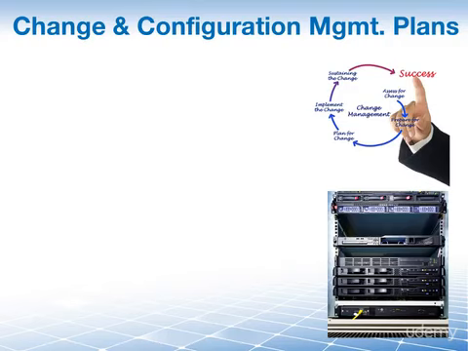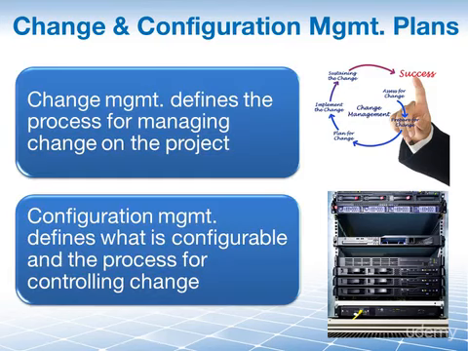The next 2 subsidiary plans within the project management plan are the change and the configuration management plan. The change management plan defines the process for managing changes across all elements and all phases of the project. And the configuration management plan defines those items that are configurable, or the items requiring formal changes, as well as the process for controlling changes to those items. So you can see all 5 of these subsidiary documents are important inputs to the process of controlling your changes.